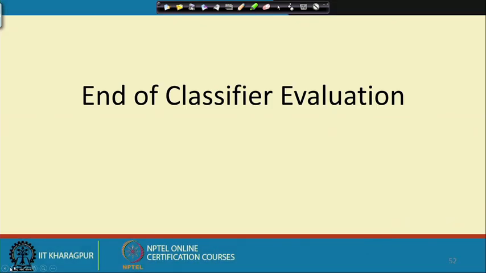So, I think you have got an idea of how to evaluate classifiers if you have a training set and a test set, and these are commonly used for classification. If you apply this classification algorithm, you have to use this.